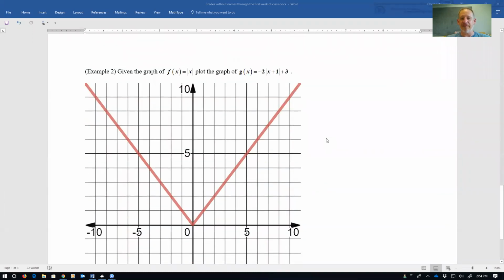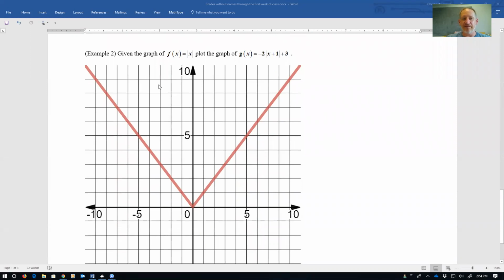This one has more stuff going on. So this one says, given the graph of the absolute value of x, plot the graph of g of x is equal to -2 times the absolute value of x plus 1, and then an outside change of +3. There's several things going on here. So let's take a look at each one that's going on. I have a -2 out in front.